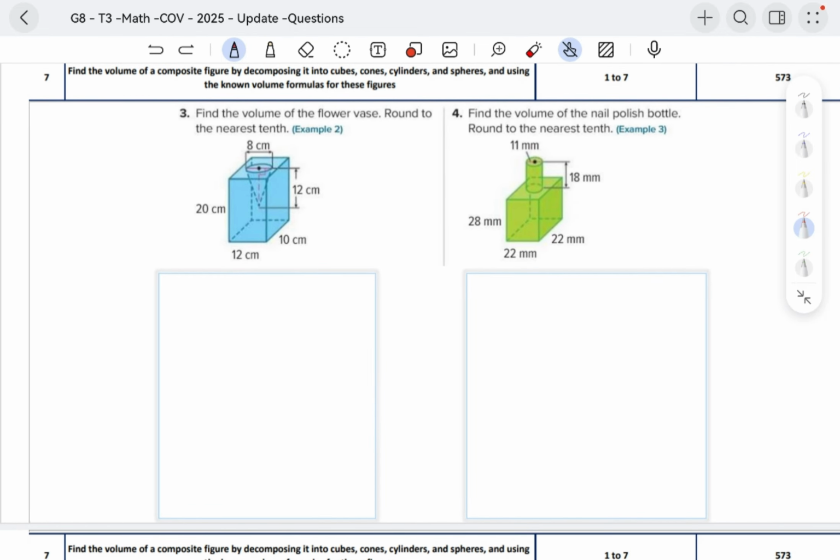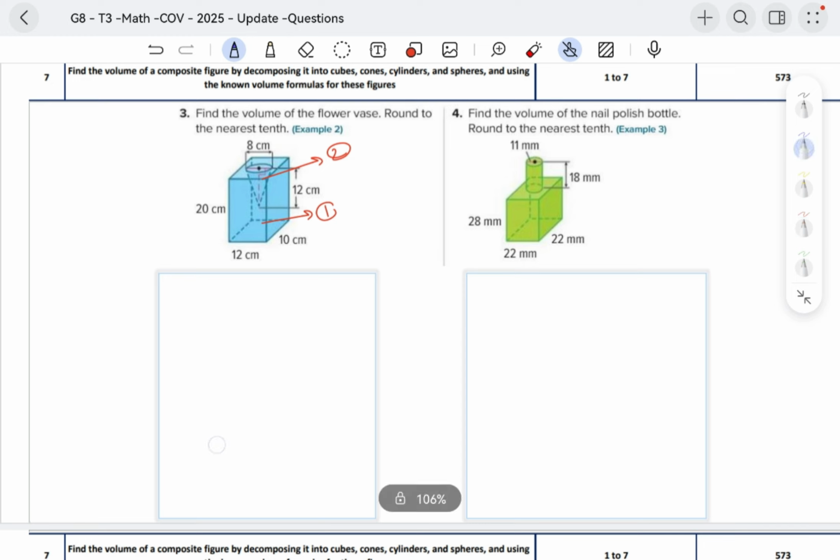For question number 3, it says find the volume for the flower vase, round to the nearest tenth. So here for this question, we're gonna decompose it and find the volume for the rectangular prism, and then we're gonna find the volume for the cone. After that, we're gonna subtract them from each other. We're gonna subtract the volume of the cone from the volume of the rectangular prism, because it's empty from the inside.